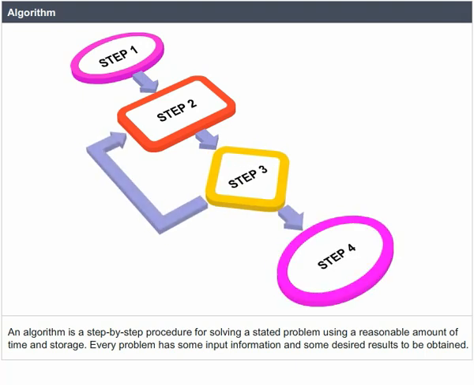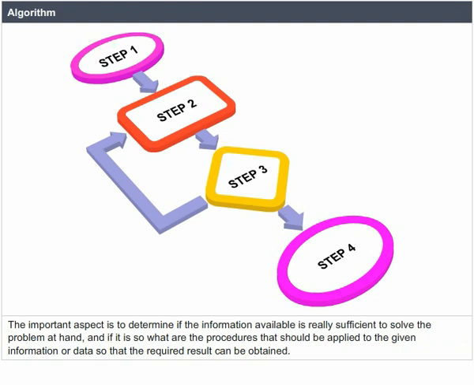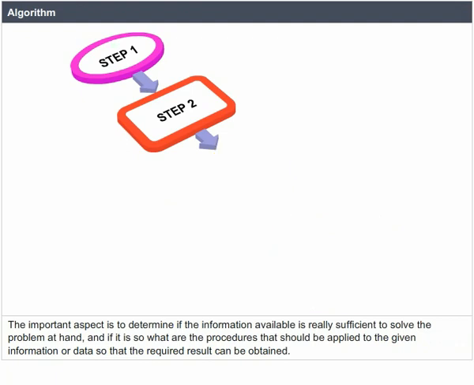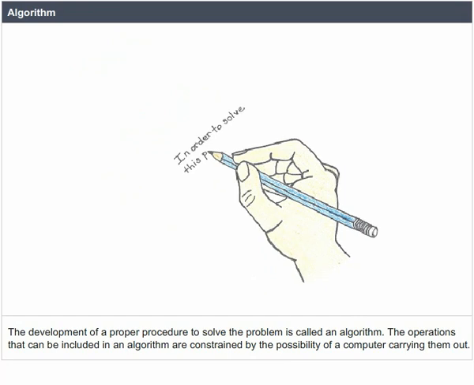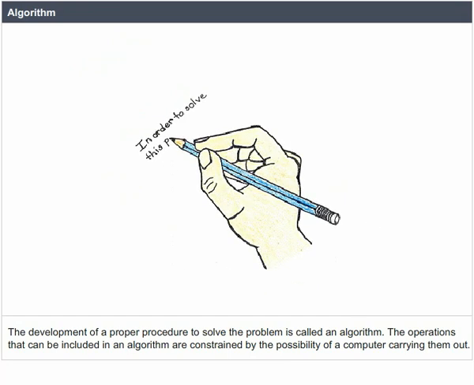An algorithm is a step-by-step procedure for solving a stated problem using a reasonable amount of time and storage. Every problem has some input information and some desired results to be obtained. The important aspect is to determine if the information available is really sufficient to solve the problem at hand, and if it is so, what are the procedures that should be applied to the given information or data so that the required result can be obtained.